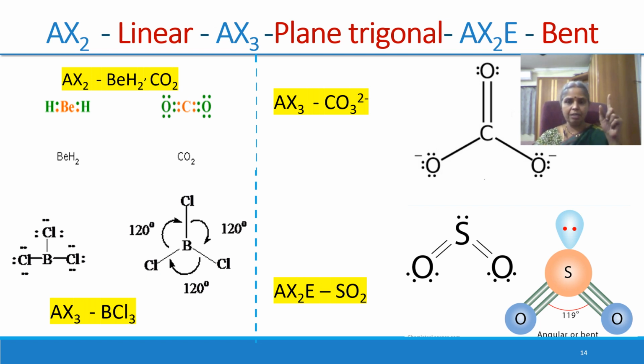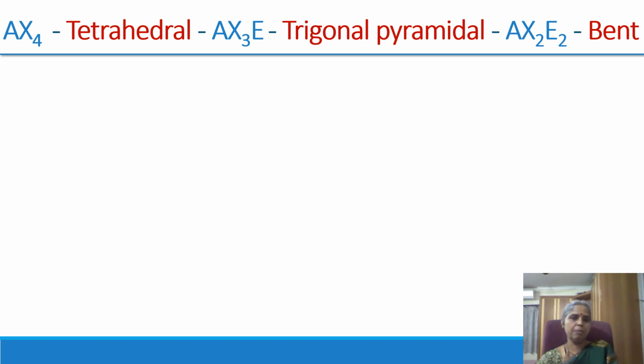E stands for one lone pair. A is the central atom, which is sulfur. X2 is the 2 oxygens. E stands for one lone pair on the sulfur atom. Now let us see the next example.